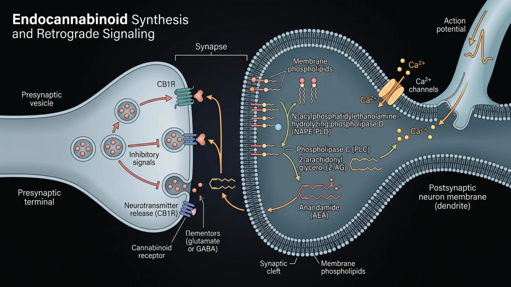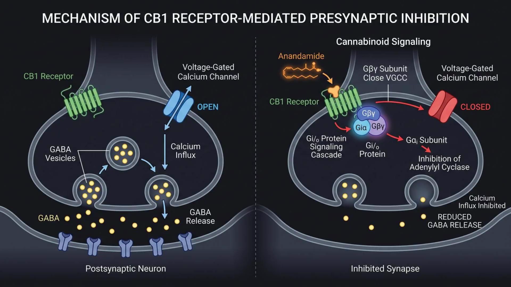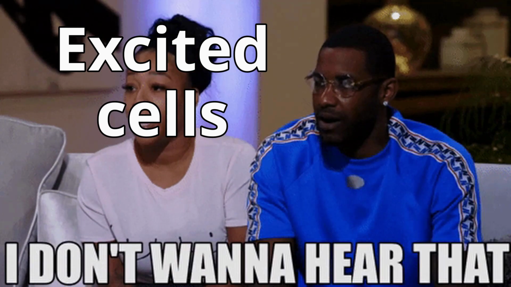Then endocannabinoids are released from the postsynaptic neurons to bind the CB1 receptors on the presynaptic neurons. These receptors are coupled with G protein such that the release of GABA from the presynaptic neuron is inhibited. This is a really smart tactic for active neurons to prevent their inhibition by other neurons.